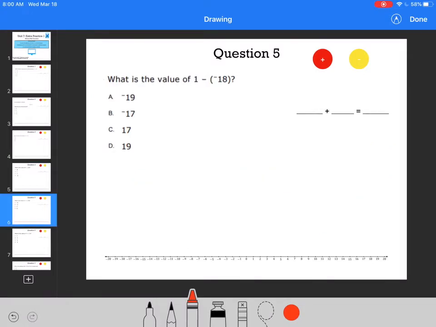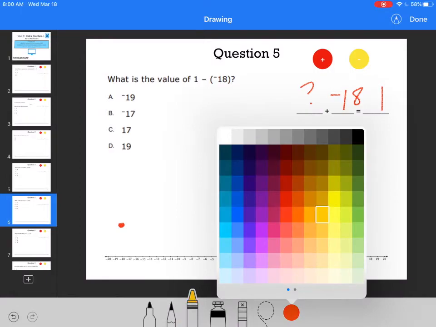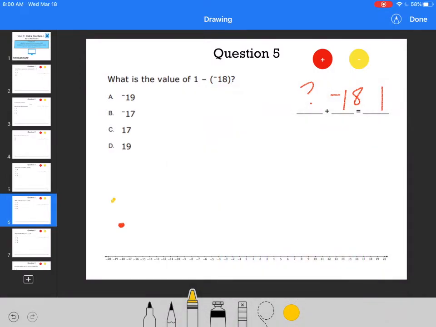All right, for the next one, same concept. What is the value of 1 minus negative 18? So I've got question mark plus negative 18 is going to give me 1. So my goal is to eventually end with 1 positive. Right now I've got 18 negatives. So that's 1, 2, 3, 4, 5, 6, 7, 8, 9, 10, 11, 12, 13, 14, 15, 16, 17, 18.